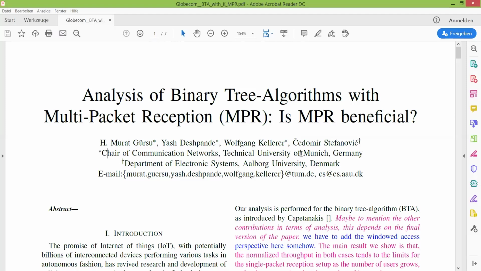And we want to investigate how it affects the tree algorithms. His initial insight was, actually he also did a bit of analysis himself, and then he realized for some cases in tree algorithms, it doesn't improve the throughput at all. And then he said, okay, let's check this. If that's the case, then we can conclude that to use tree algorithm with multi-packet reception doesn't make sense. And this is what we wanted to investigate in this work.